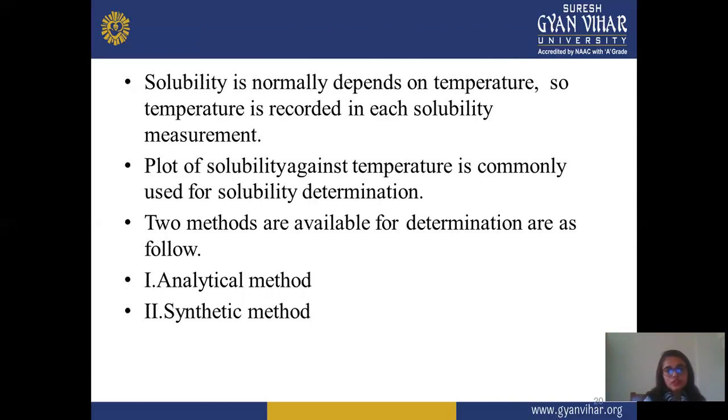You can also check that solubility normally depends on temperature, so temperature is reported in each solubility measurement. Suppose you add 1 gram or 10 grams at a particular temperature at particular time intervals. You can just note it down. These records are according to the solubility range, so you can differentiate how much drug is dissolved at a particular temperature or time. Next is the plot of solubility against temperature, which is commonly used for solubility determination. You plot solubility versus temperature to see how much drug is solubilized at a particular temperature.